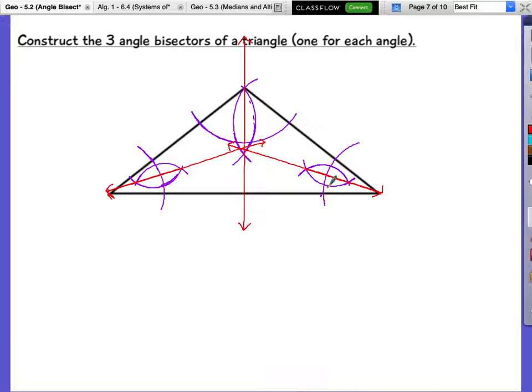Hey, if everyone can focus back up here. So if we did this perfectly correctly, which I was a little bit off as you can tell, they should all come to intersect at one point. What did we call in the last section, 5.1, when three lines met at one point? They were some certain kind of lines.